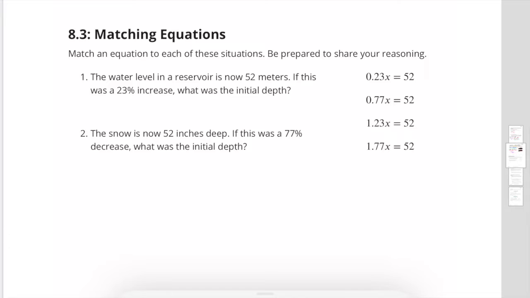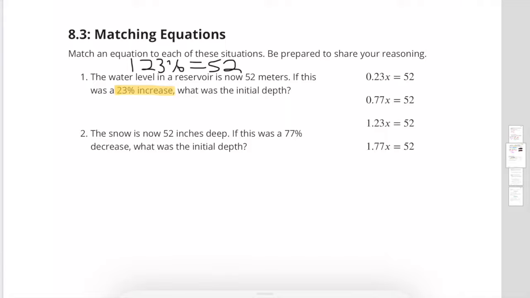8.3 says match an equation to each of these situations and be prepared to share your reasoning. So number 1 says the water level in a reservoir is now 52 meters. If this was a 23% increase, what was the initial depth? So how would we determine the initial depth? We know a 23% increase means that I'm working with 123%, which is equal to 52 meters.